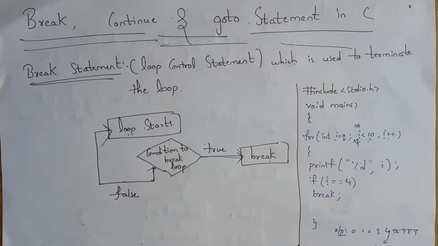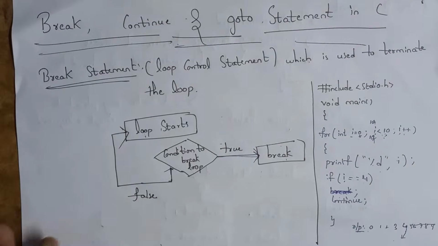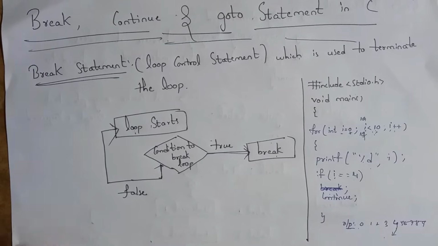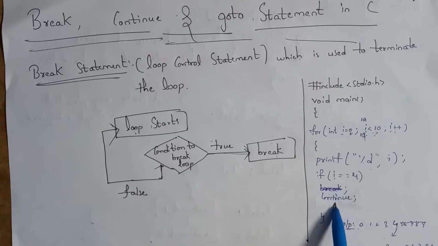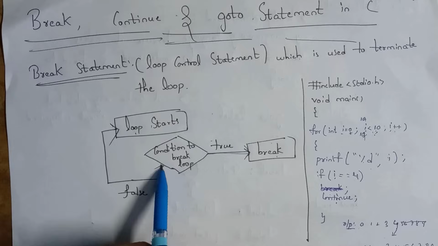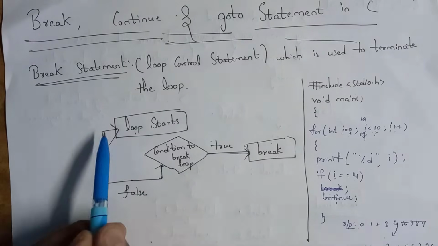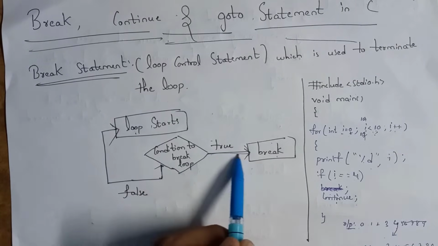But here, in place of break, if I write continue, by writing this program I will get output as 0, 1, 2, 3, 4, 5, 6, 7, 8, 9. In continue, if i reaches the value 4, it will continue the loop. So I will get output as 0 to 9. This is my output. Whereas in break, if the condition is false, then it will continue the loop, and if the condition is true, then it will break the loop.